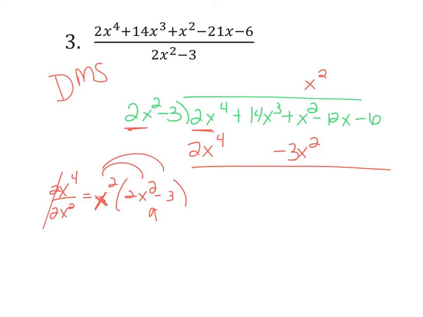Okay, so we divided, we multiplied, now we're going to subtract. So changing my signs, this cancels. The 14x to the third will drop down. And x squared plus 3x squared is positive 4x squared minus 12x minus 6 because I'm dropping these guys down.